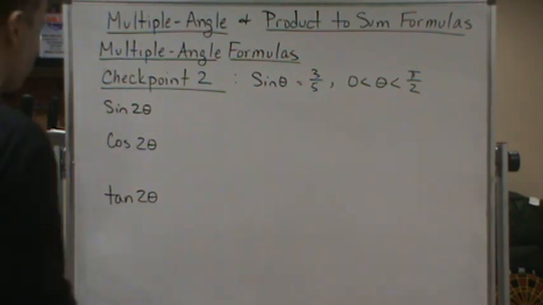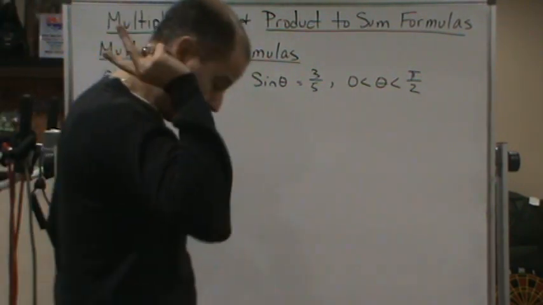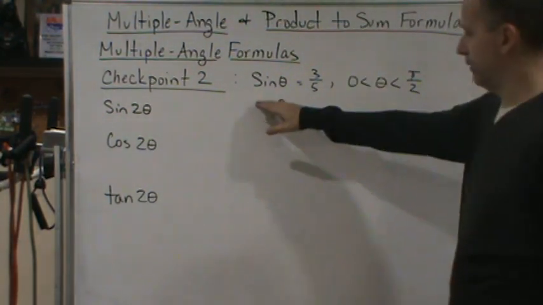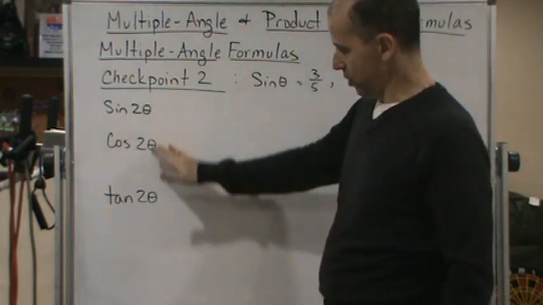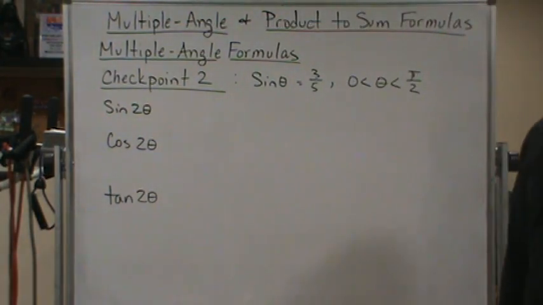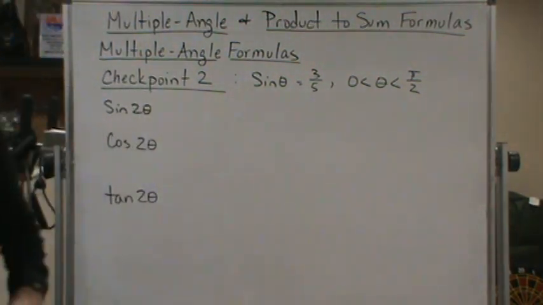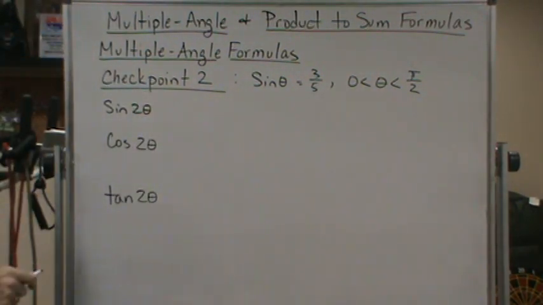Okay, now, checkpoint 2. So again, we're going to do the same thing. Given this information, solve for each one of those. Come back and see if you did it the way I did it, if you got the same answer that I got, and let me know if you have any questions.